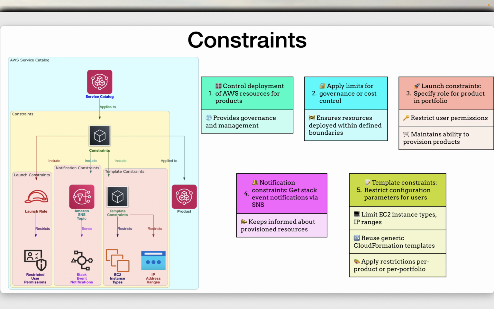Template constraints allow you to restrict the configuration parameters that are available to users when launching a product. For example, you can limit the available EC2 instance types or IP address ranges. With template constraints, you can reuse generic AWS CloudFormation templates for products and apply restrictions to the templates on a per product or per portfolio basis.